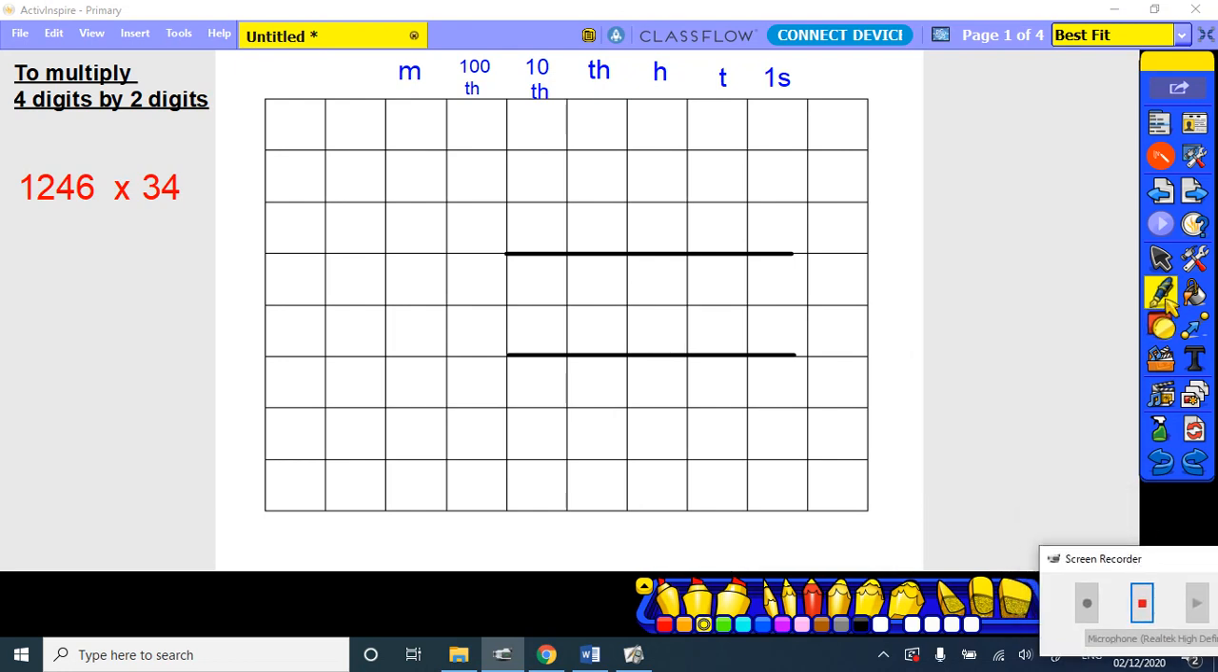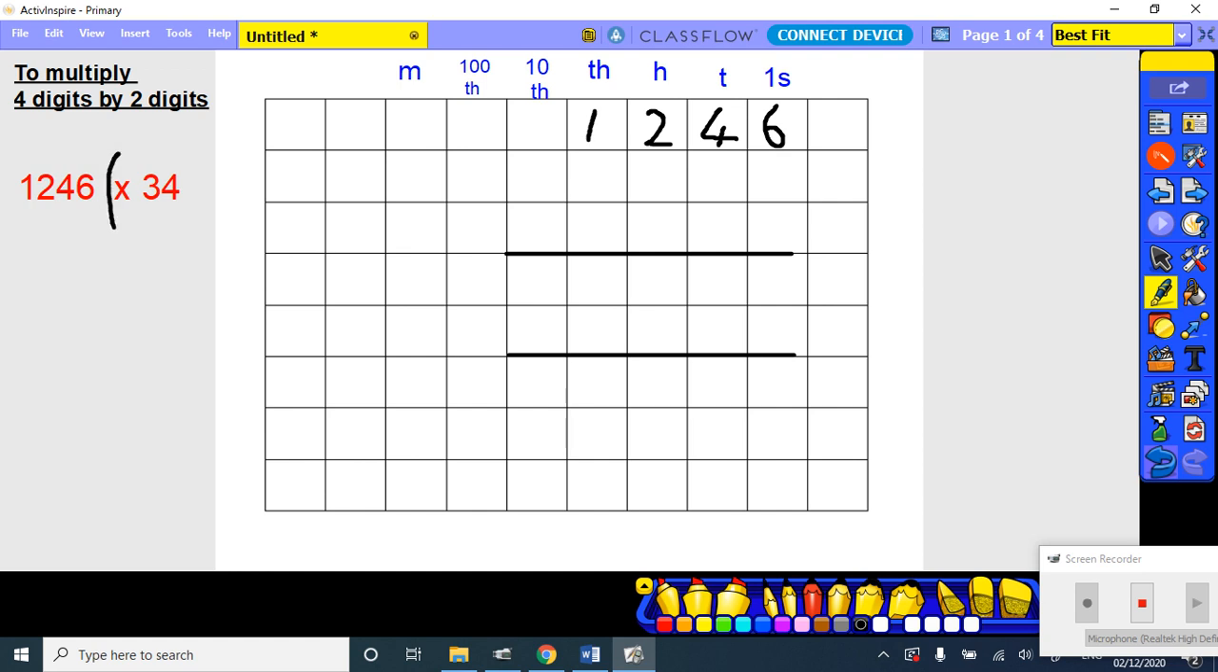Hi everybody! In this video we are going to look at how to multiply 4-digit numbers by 2-digit numbers, and the question we are looking at is 1246 multiplied by 34. The first thing we shall do is put our larger number into the correct place value columns. So we have 6 ones, we have 4 tens, we have 2 hundreds, and we have 1,000.